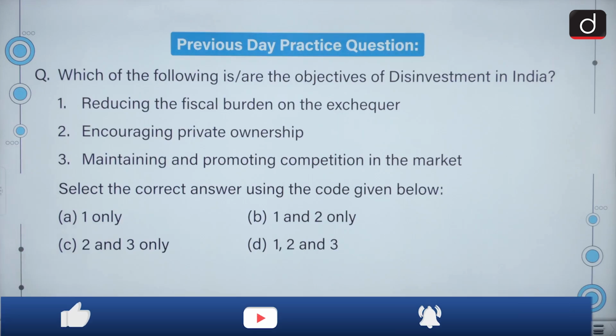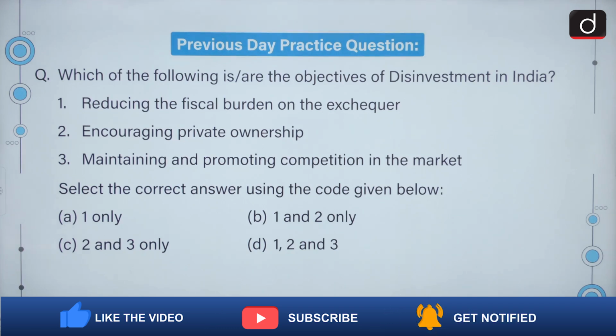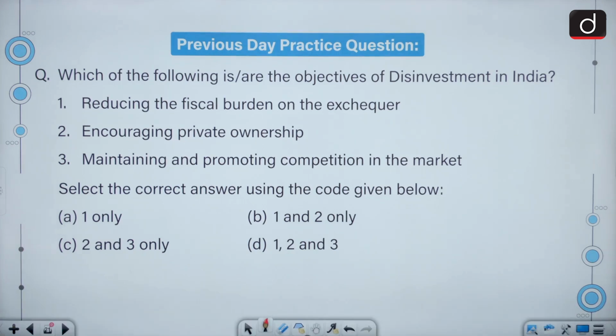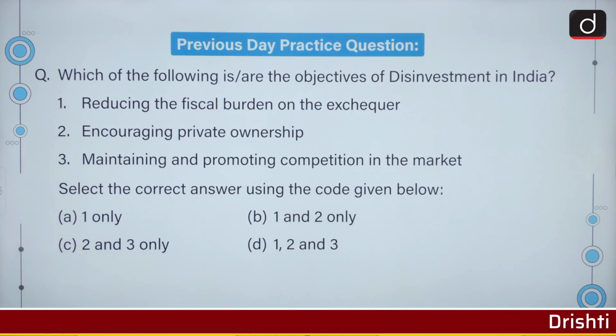Which of the following is or are the objectives of disinvestment in India? Reducing the fiscal burden on the exchequer, encouraging private ownership, maintaining and promoting competition in the market. We have to select the correct answer.